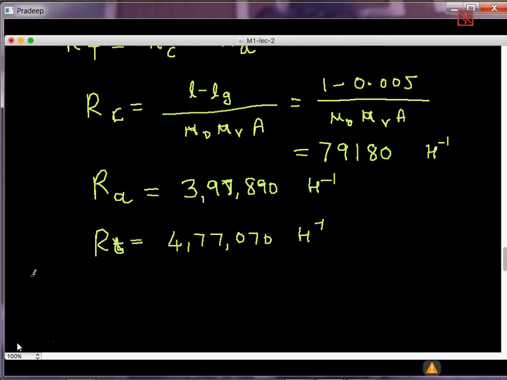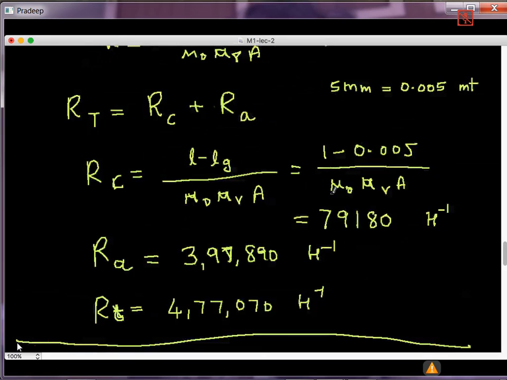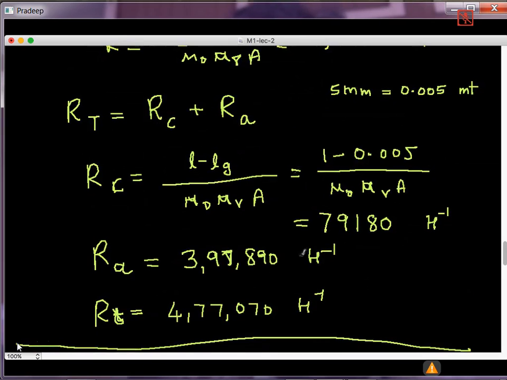So now, any doubts up to here? So what I have done is simply I have considered one is without the air gap, then the length is 1 meter, I can calculate that. And in the second example, I have considered the air gap. So with air gap, I got different value of reluctance.